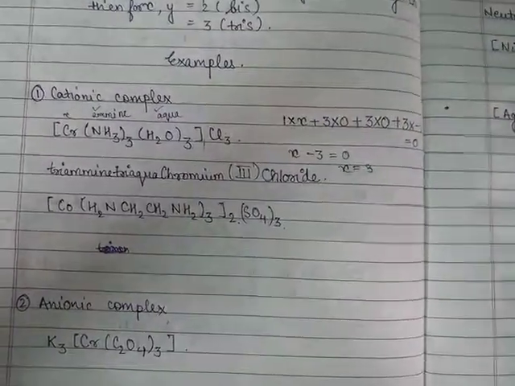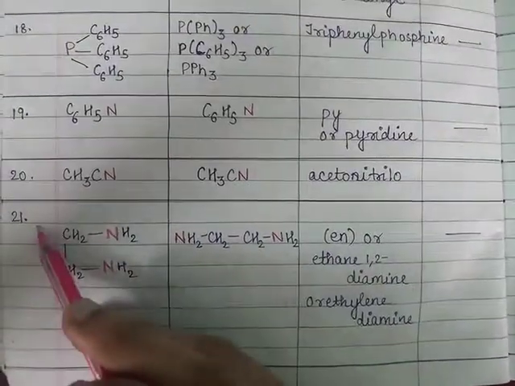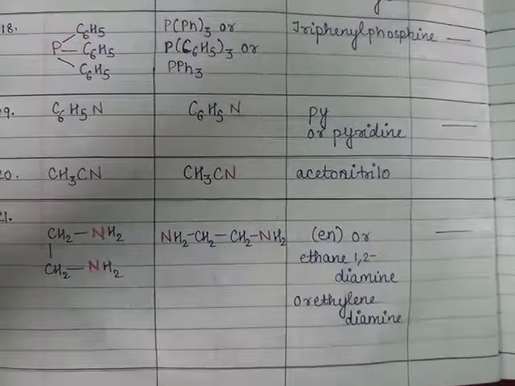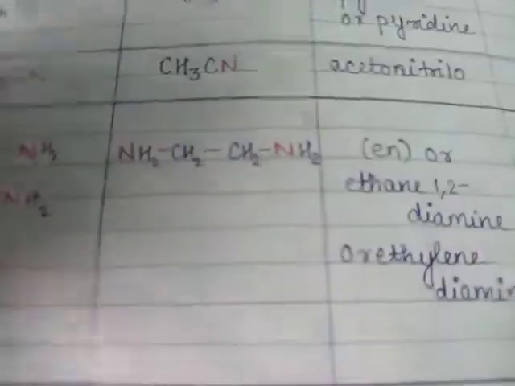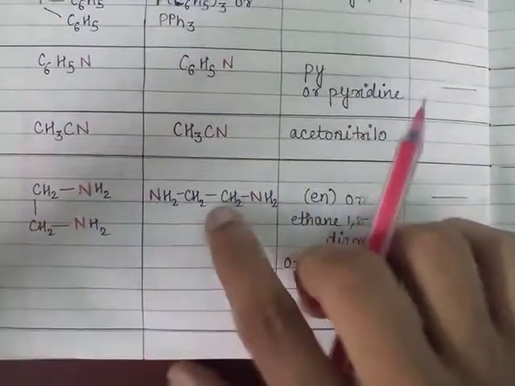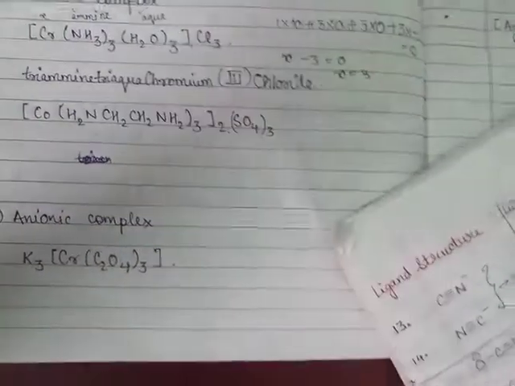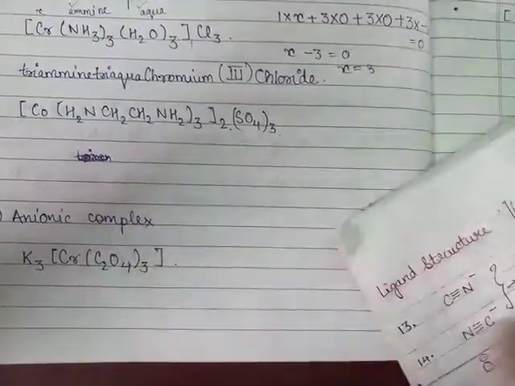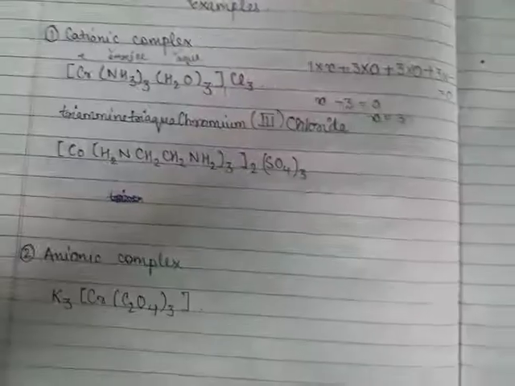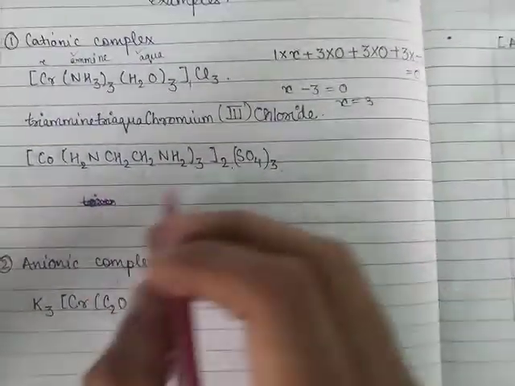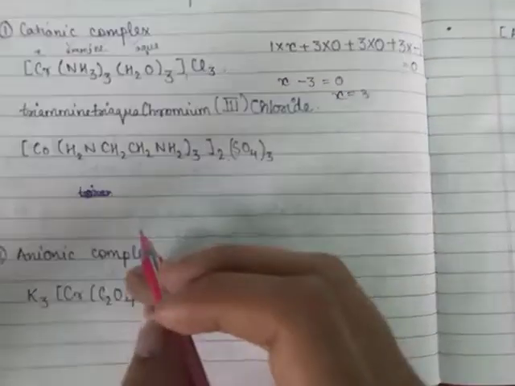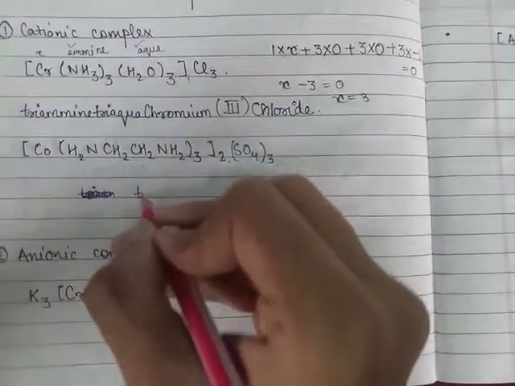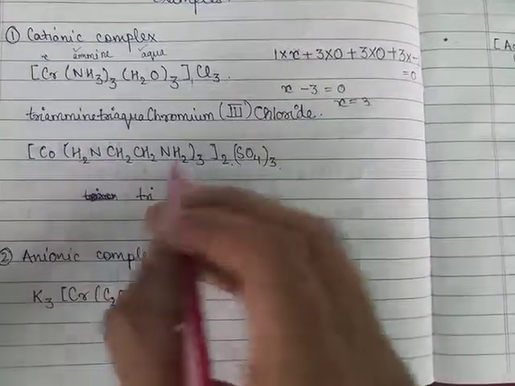Now we have to refer to the table to see which ligand this is and what its name is. As we see at point number 21 of the table, this is ethane 1,2-diamine or ethylene diamine. So this is NH2 CH2 CH2 NH2. The same thing is over here, NH2 CH2 CH2 NH2. The same ligand is over here. Now since we have to name it in that order, this 3 is over here, so you would obviously write a tri over here, right? And then you would name this ligand.